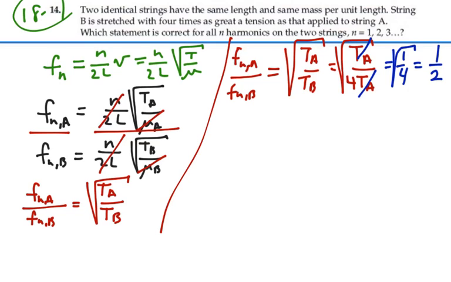So I would have that 2 times the frequency in A is equal to the nth frequency in B. So for all n harmonics, the nth harmonic of B will always be twice the nth harmonic in A.